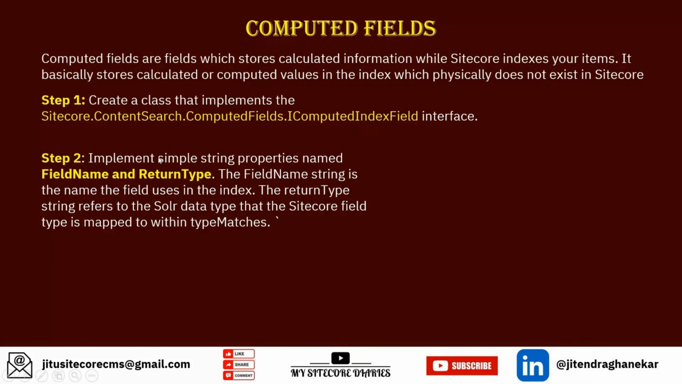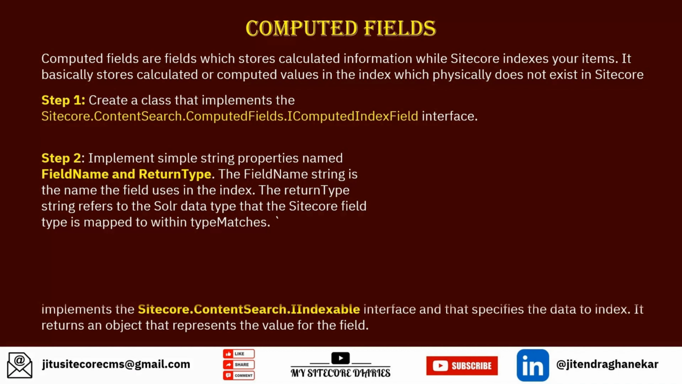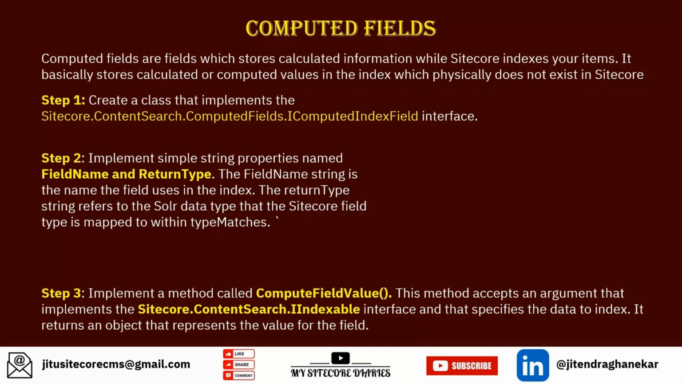What does step two do? It implements the simple string properties, field name and return type. So it will have two properties, one is the field name and another is the return type. The field name string is the name the field uses in the index. So field name is basically the name of your index field. And the return type string refers to the Solr data type that the Sitecore field type is mapped with. So it is a mapping of a type. What is the field type in Solr and what is the field type in Sitecore.